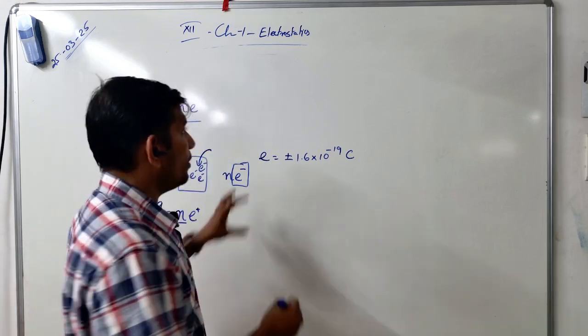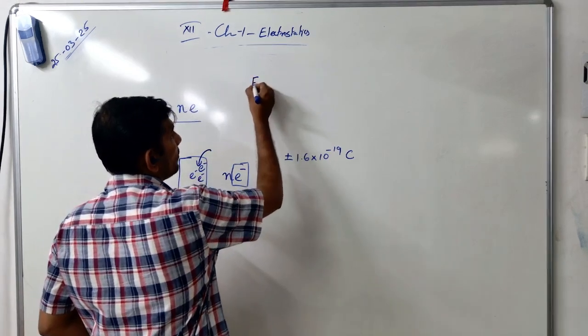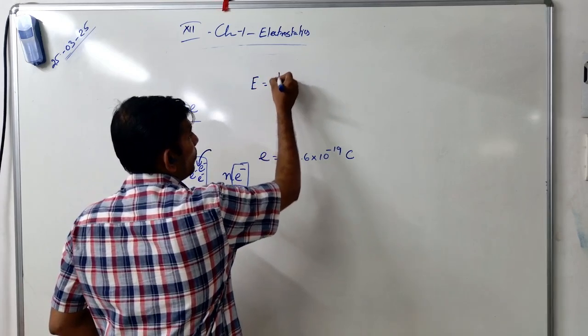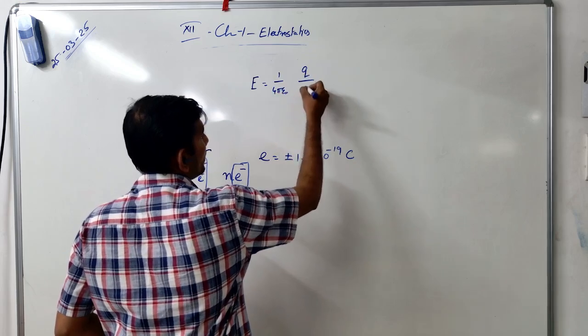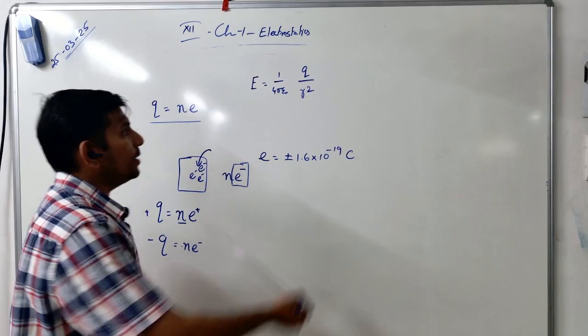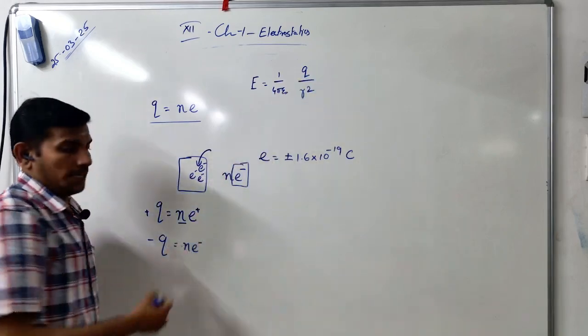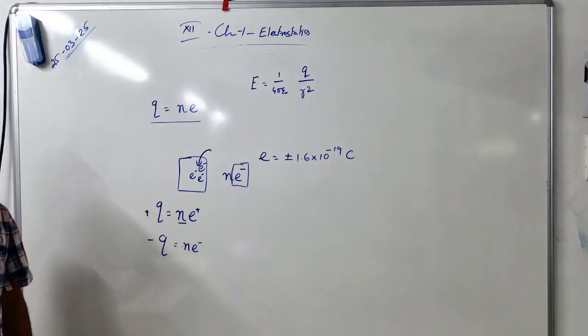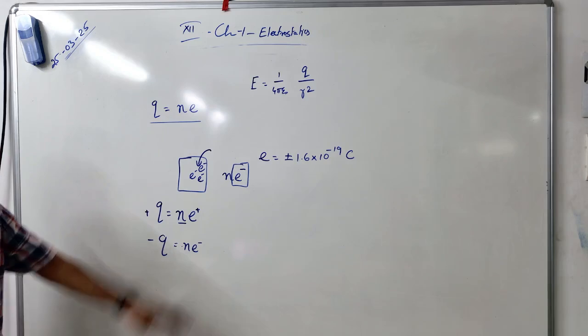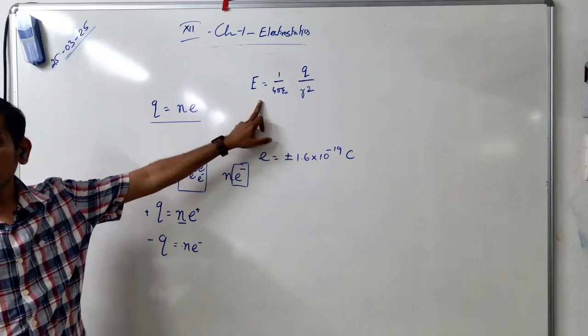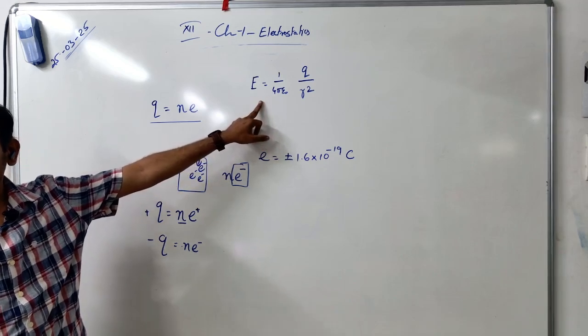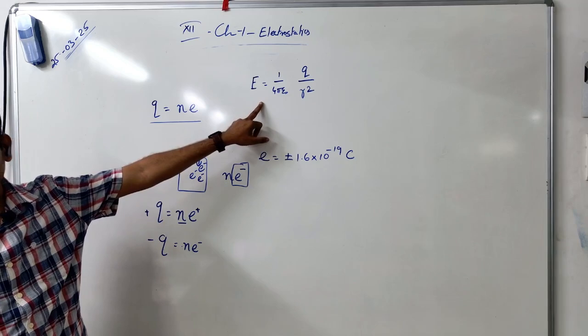We know very well, we have a formula. Strength of an electric field E is equal to 1 by 4 pi epsilon naught times Q divided by R. And in the place of Q, you can substitute N into E. So this is the equation generally we have, and this equation is applicable for a point source or a point source like system.